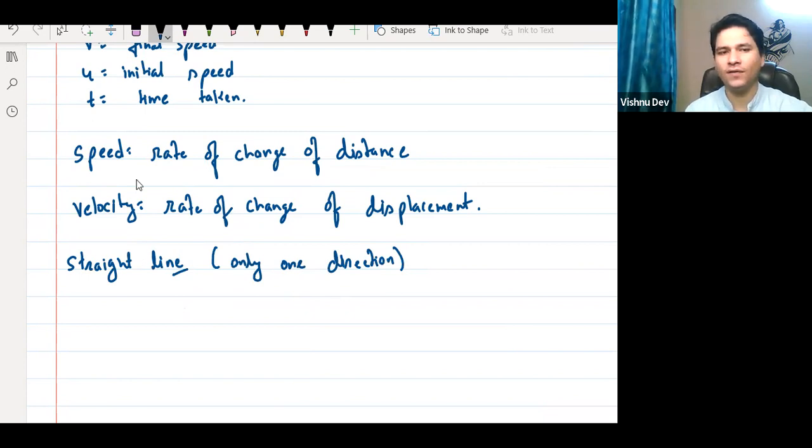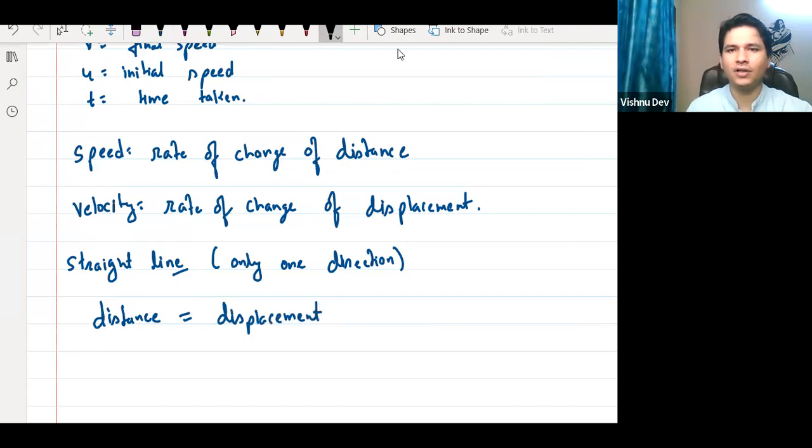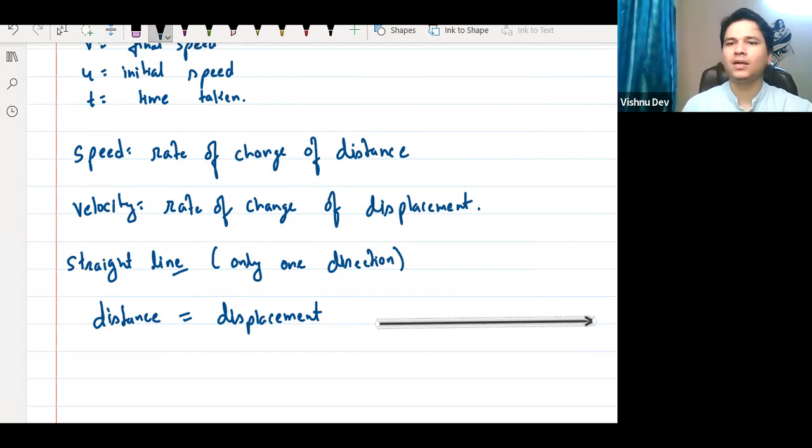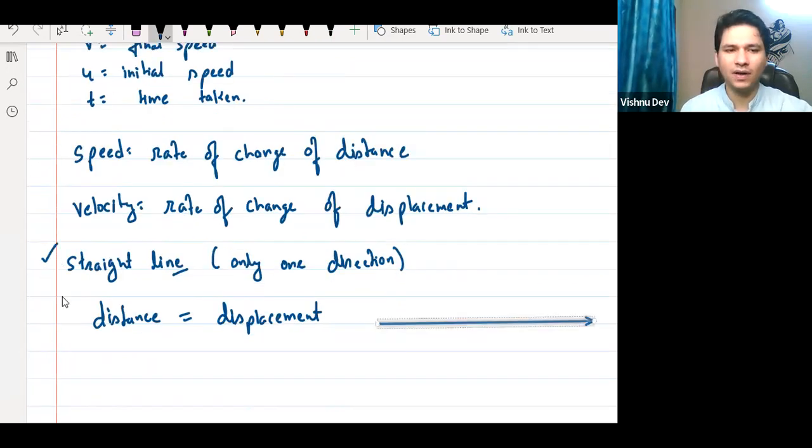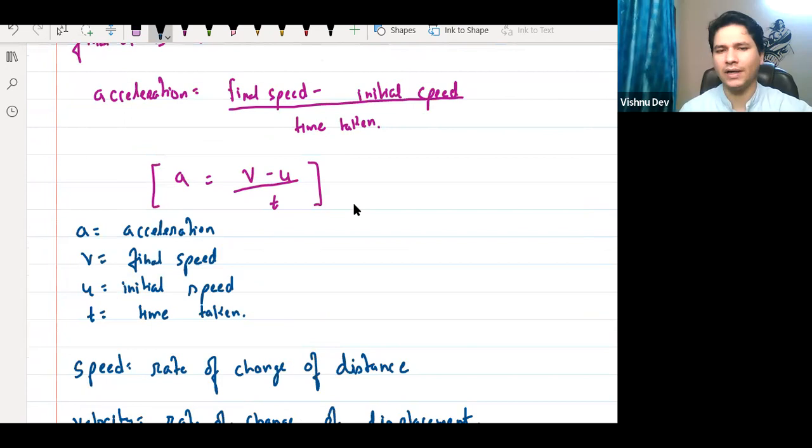Is there any difference between speed and velocity if you're talking about only one direction or straight line? In that case distance will be equal to displacement, yes or no? If motion is straight line in only one direction, distance and displacement would be same. That's why speed and velocity would be same, physically as well. So that's why I'm saying sometimes speed, sometimes velocity, because our syllabus is confined to straight line. We will see what happens if it is not in a straight line, those cases also.